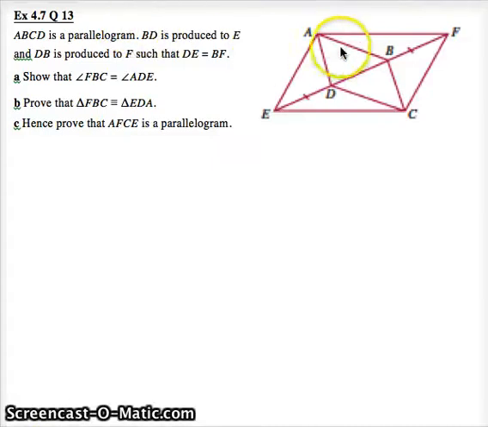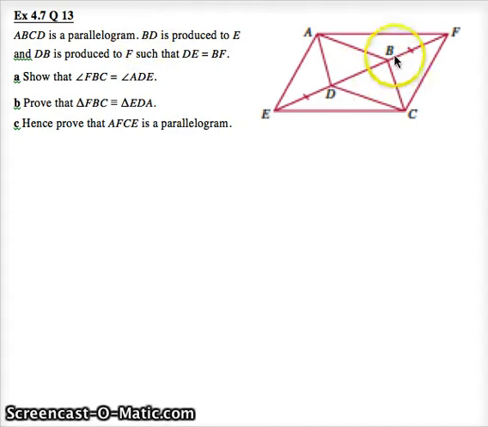Exercise 4.7, question 13. In this question we are told that ABCD is a parallelogram. And when you're told that it's a parallelogram, you can basically just say that opposite sides are parallel. So AB is parallel to DC and AD is parallel to BC. That is from the definition of a parallelogram.